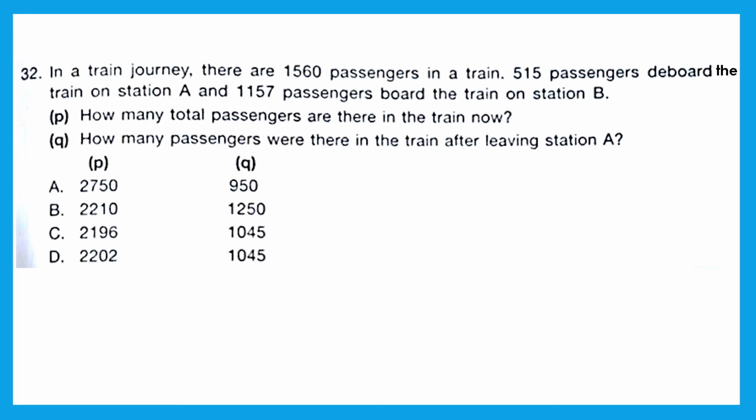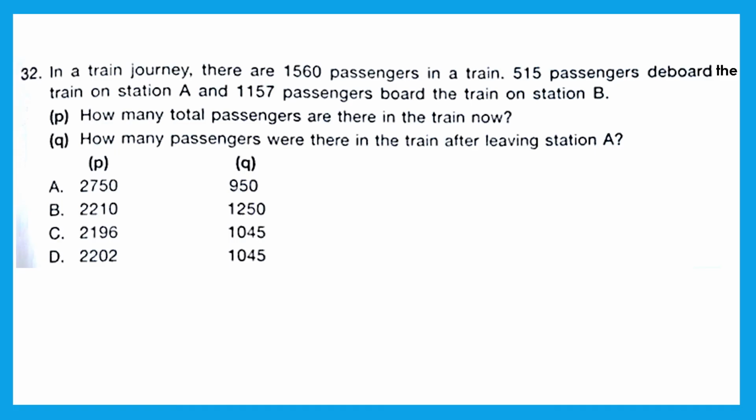Question 32. In a train journey, there are 1,560 passengers in a train. 515 passengers deboard the train on station A. That means they were out of the train. Then there must be some remaining passengers in the train. And as it reached station B, there were more passengers added.